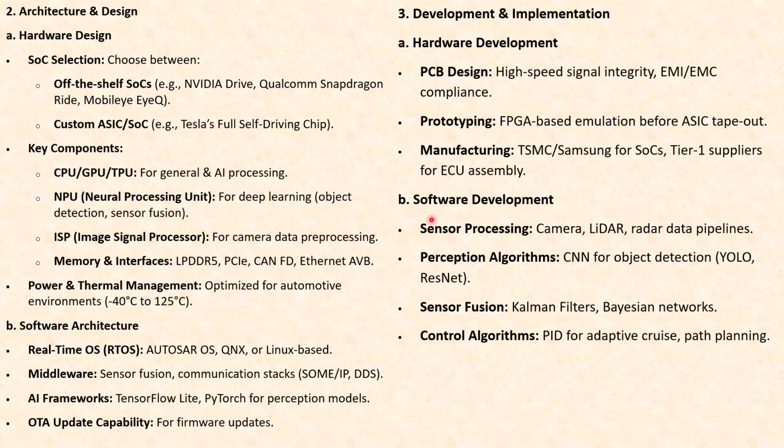And when it comes to software development, what are the various applications for development of software? It is sensor processing: camera, lidar, radar, data pipelines, and also perception algorithms, CNN for object detection, YOLO and ResNet, and sensor fusion, which comprises Kalman filters and Bayesian networks, and control algorithms, PID for adaptive cruise and path planning. So this is how you go about development of hardware and also the software.